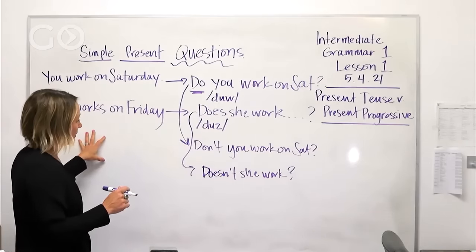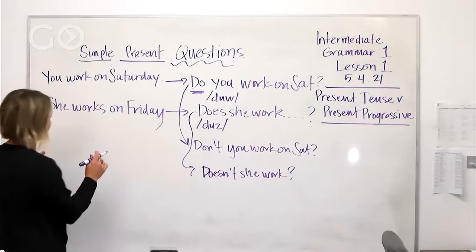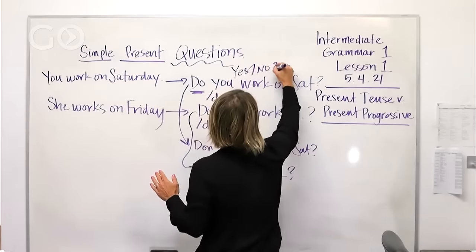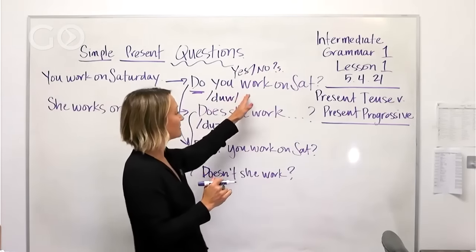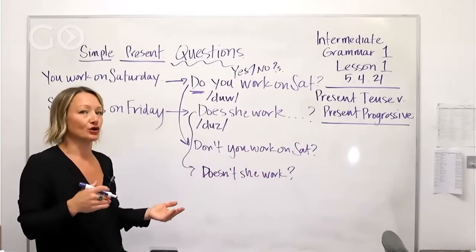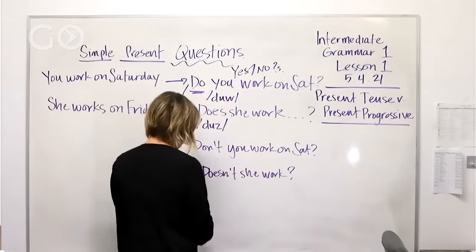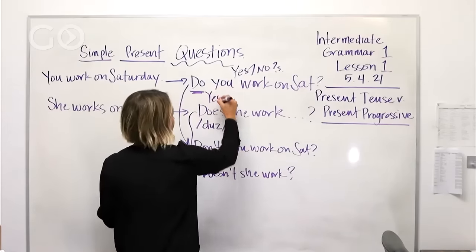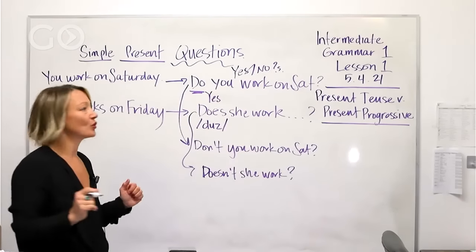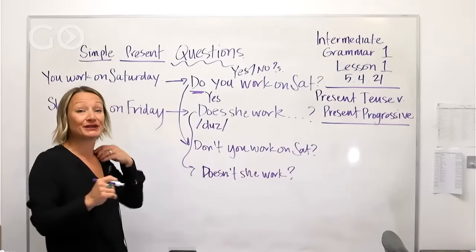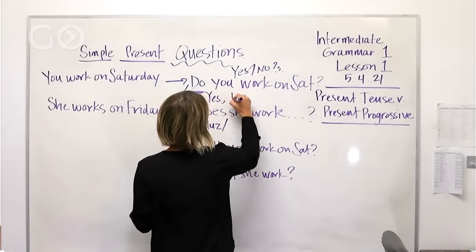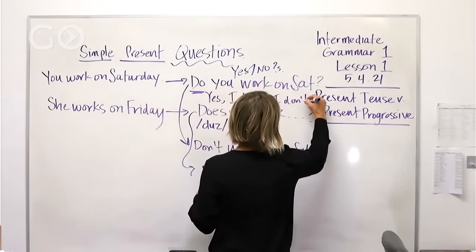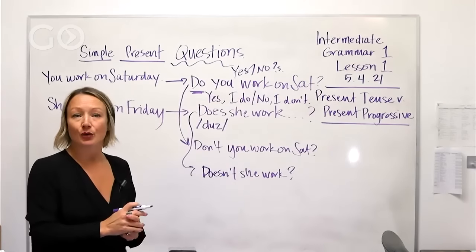We have a couple other kinds of questions. Well, let's talk about the answers. These are what we call yes/no questions, because the answer to these questions is either yes or no. So let's make some answers. You can answer simply yes or no to, do you work on Saturday? If you want a more complete answer, you can say yes, I do, or no, I don't.